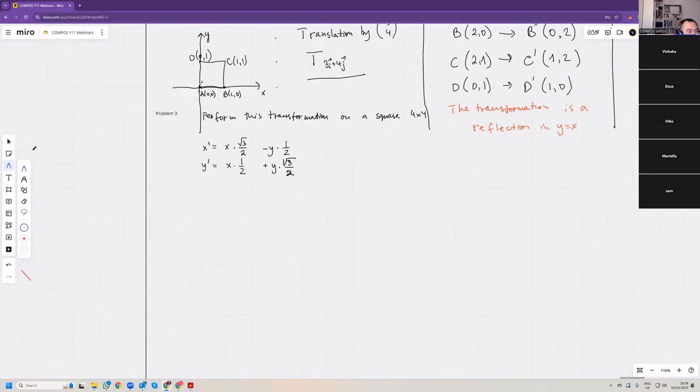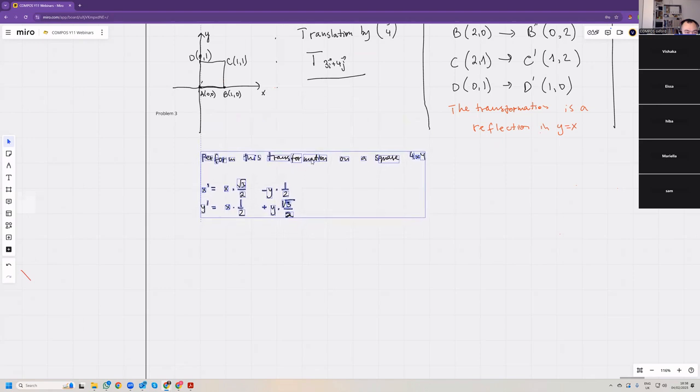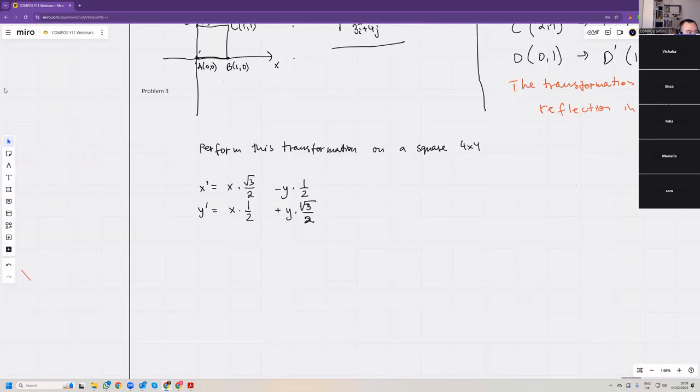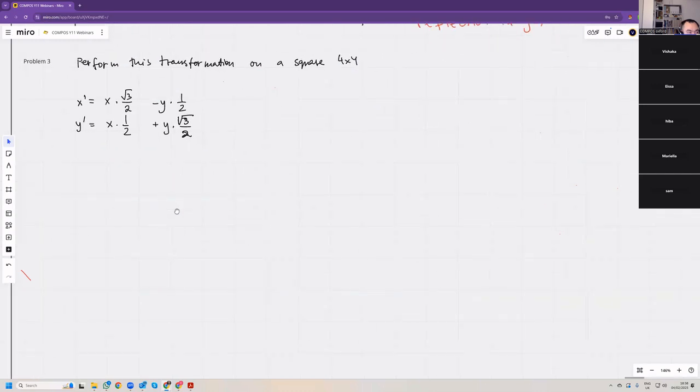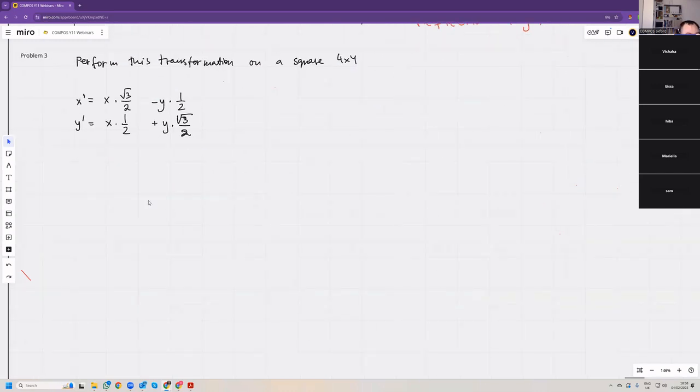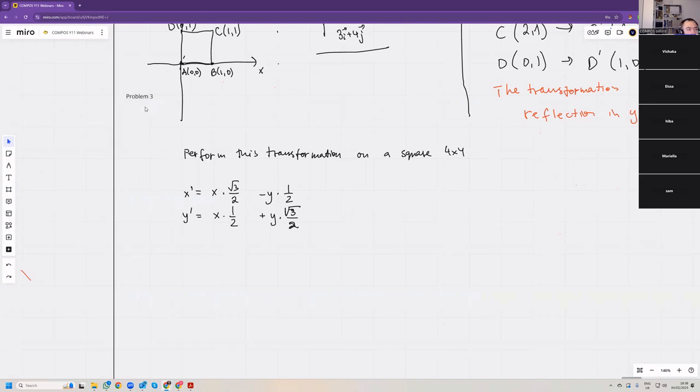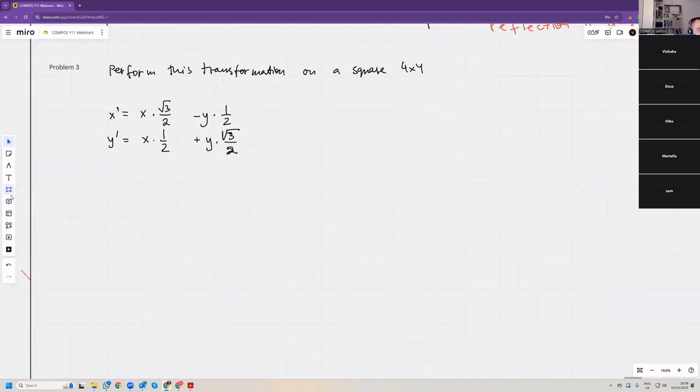Okay. Problem 3. Perform this transformation on a square 4x4. It doesn't have to be a square, but let's just do it on a 4x4 square. Okay, so it looks scary, but don't worry.